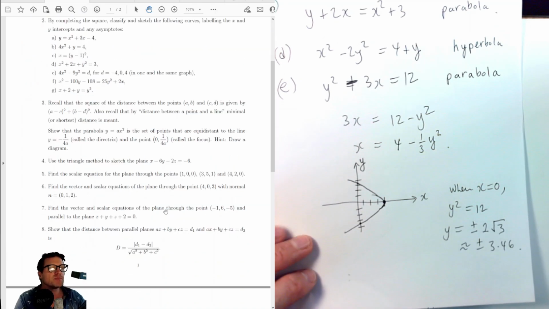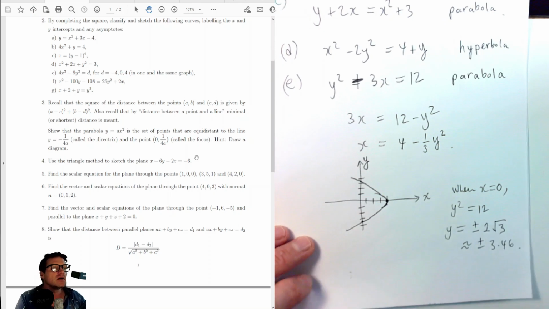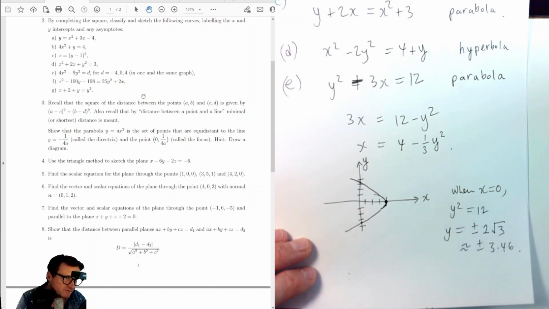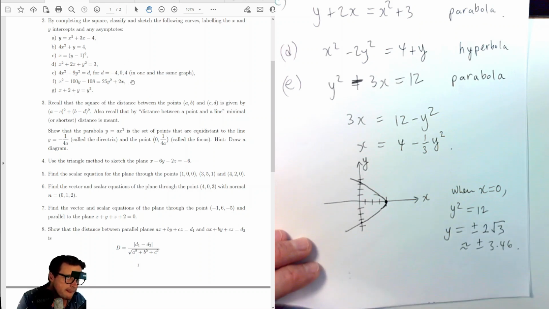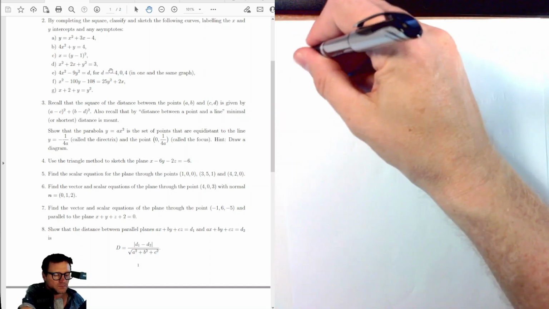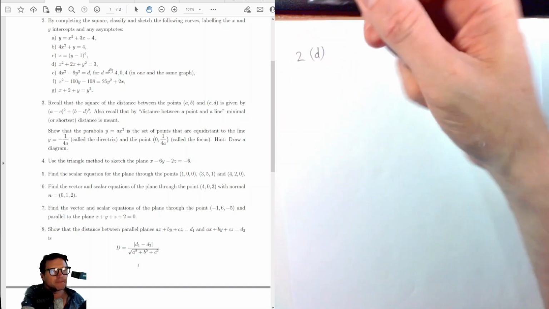Okay, back to the problem set. Now, the next one says, by completing the square, classify and sketch the following curves, labeling the x and y intercepts and any asymptotes. But I feel like we've already done this, so how about I'll just jump into 2, part D.